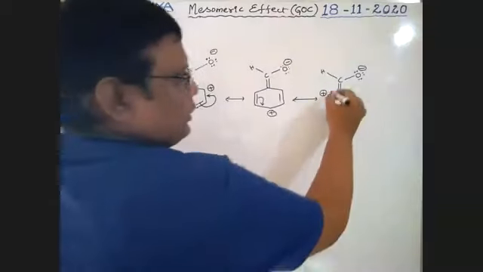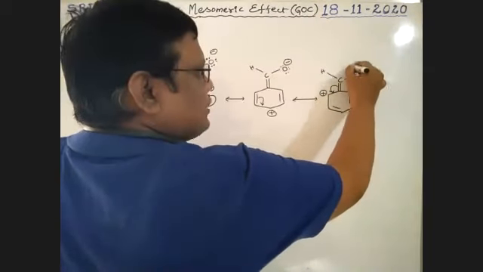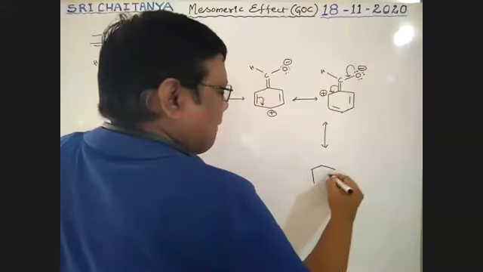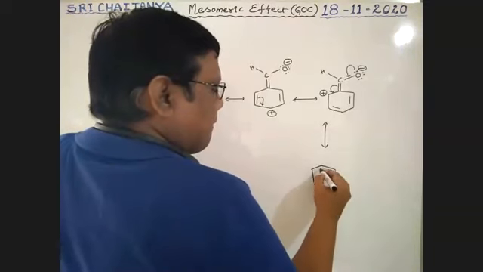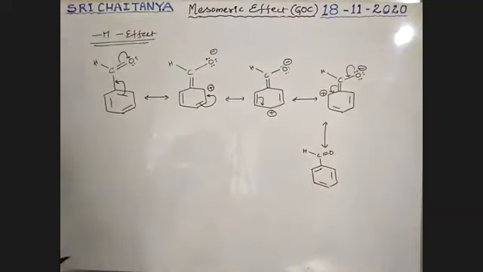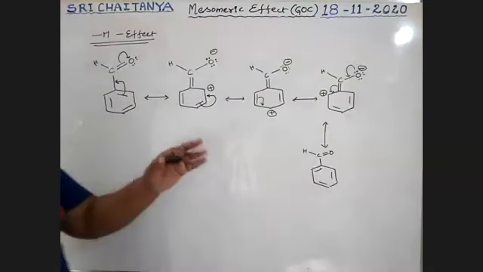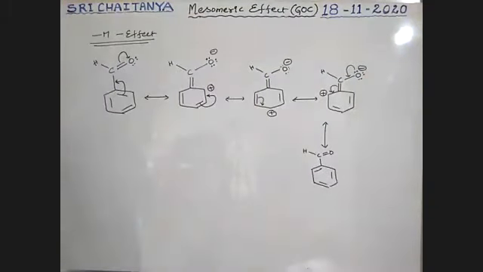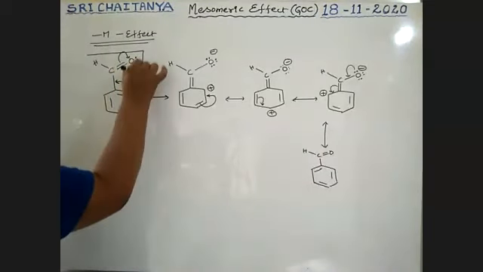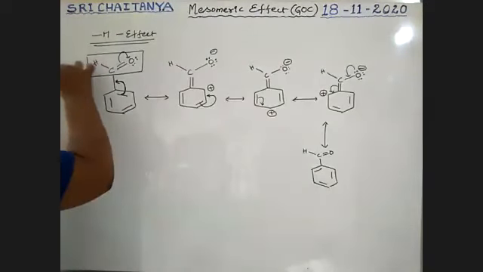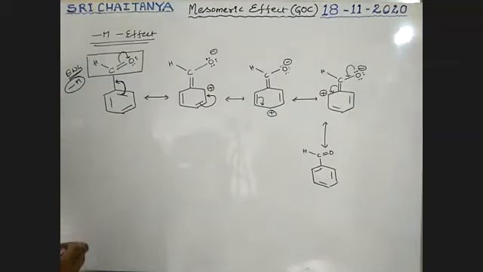Now this pi bond moves towards this one, this lone pair to this one. Now the new structure is the original structure. Okay, these are the resonance structures of benzaldehyde. See here, at the beginning the group withdraws electrons from the benzene ring. Therefore it is an electron withdrawing group, therefore it is a minus M group.